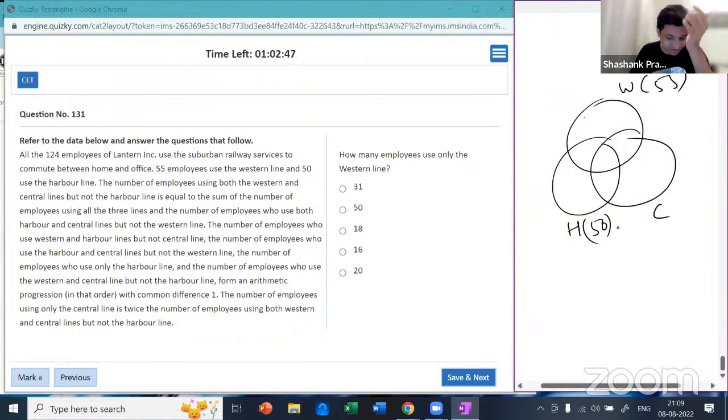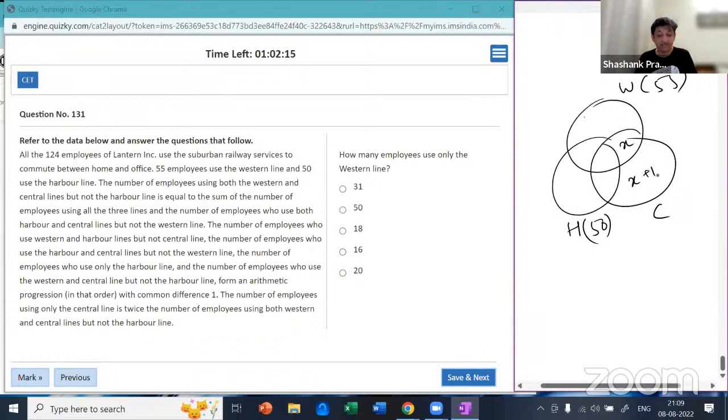Number of employees using both the western and central, but not the harbor line, is equal to the sum of the employees using all 3 lines and the number of employees who use both harbor and central, but not western. This is painful. Okay, let's look at the last part. I think the number of employees using only the central line is twice the number of employees using both western and central. Western and central, but not harbor is अगर ये x लेते हैं, then only central is x plus 1. At least this we know.